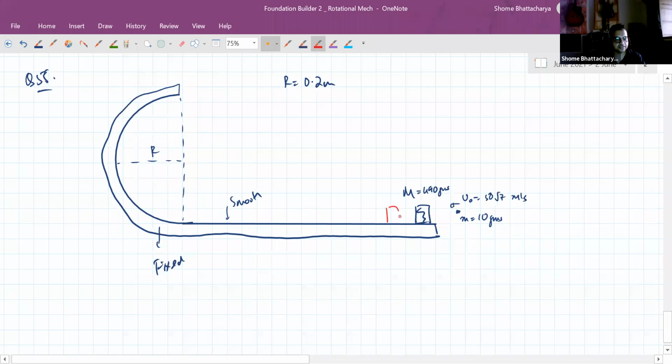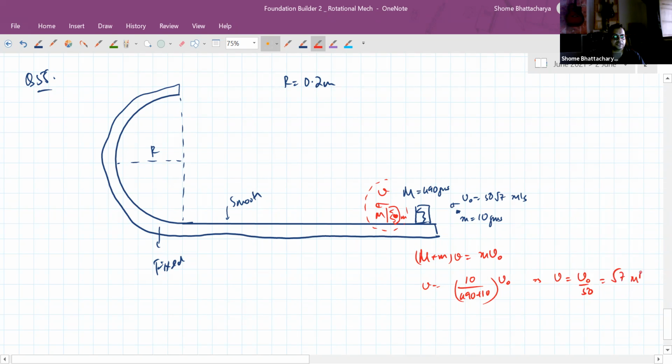So once it gets stuck inside the block, it's like an inelastic collision. So the total momentum of the system will remain conserved with the bullet stuck inside the block. So (M plus m) into v will be equal to m v0. Okay, so this will become 10 upon (490 plus 10) times v0, that's v0 by 50. Okay, or it will be √7 meters per second.